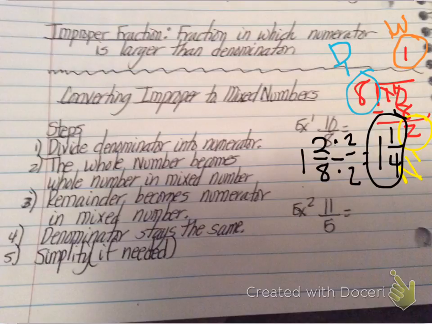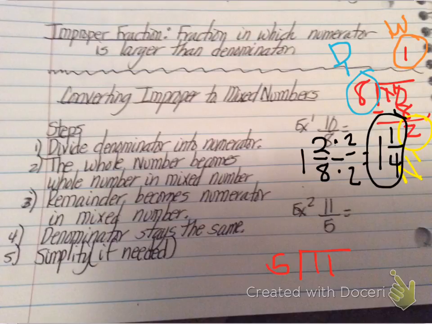Now let's look at example number 2. So 11/5. Let's go through the steps. Step 1 is to divide my denominator into my numerator. So again, my numerator is going to become my dividend, or that's what's going to go inside the house. I'm going to put 11 here. And then on the outside, 5 becomes my divisor. I'm going to divide that out.